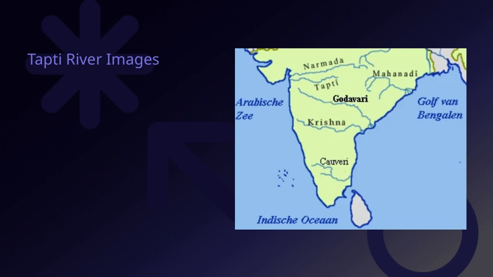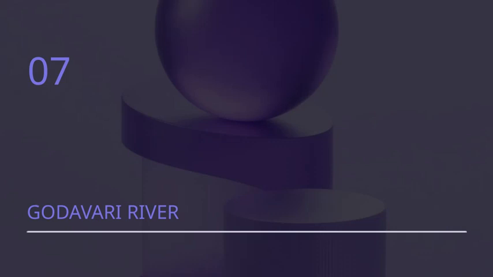Throughout this presentation, we've been emphasizing the importance of conserving our natural resources, and the Tapti River is a perfect example of why that matters. These images remind us of both the beauty and the responsibility we have to protect such vital waterways. Let's take a closer look at the Godavari River.